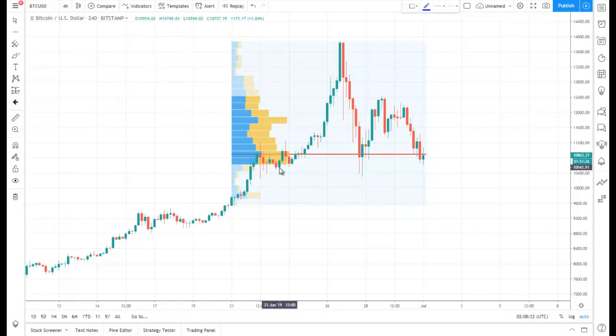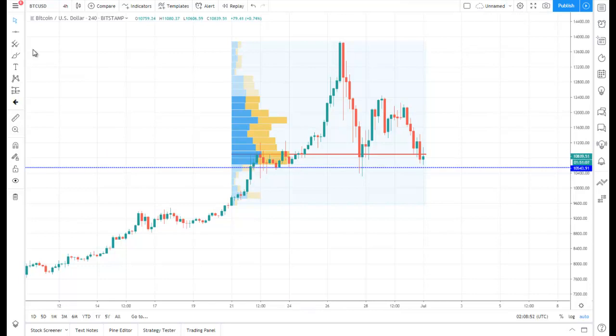So I'm going to use a horizontal line, and you can see that the price in Bitcoin broke above the 10,500 level. It found support countless times right here before it peaked around the 14,000 and then tested this level again. All right, it moved up to the 12,500 level, and now we are testing this level again. So the two characteristics for a high value zone are met.